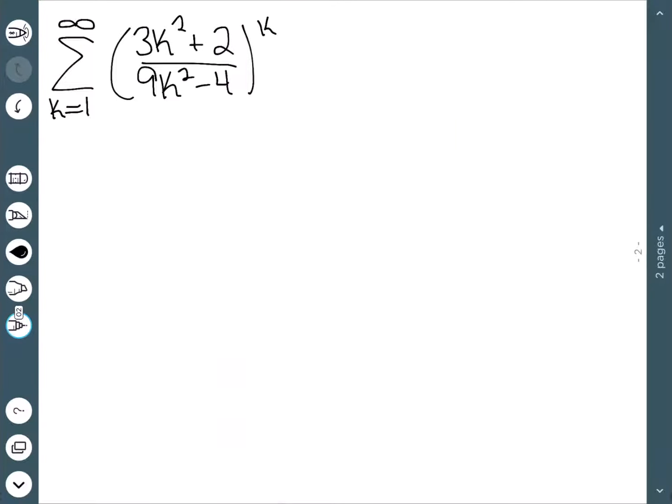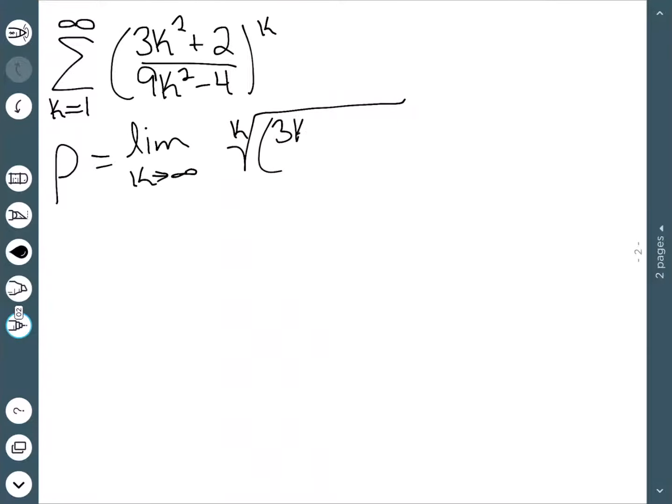The first one, the sum from 1 to infinity of (3k squared plus 2 over 9k squared minus 4), all to the kth power. So our root test says we want to look at the limit as k goes to infinity of the kth root of this series, (3k squared plus 2 over 9k squared minus 4), all to the k power.